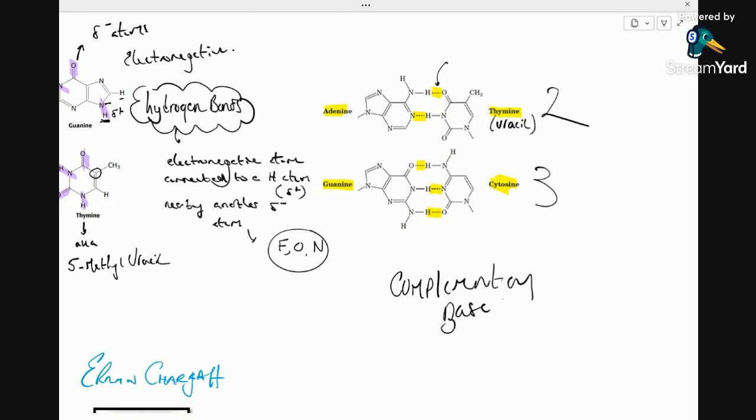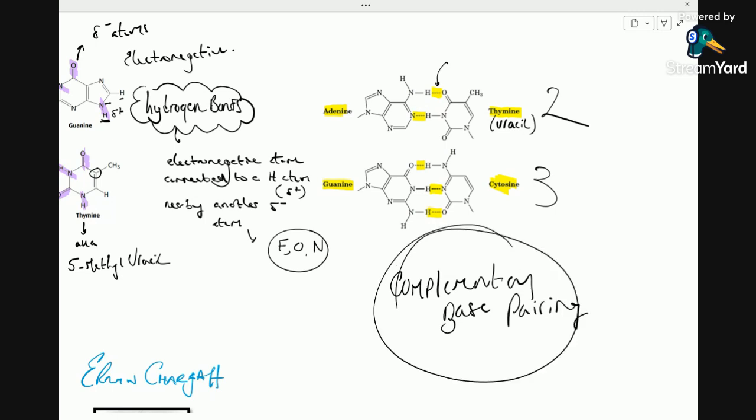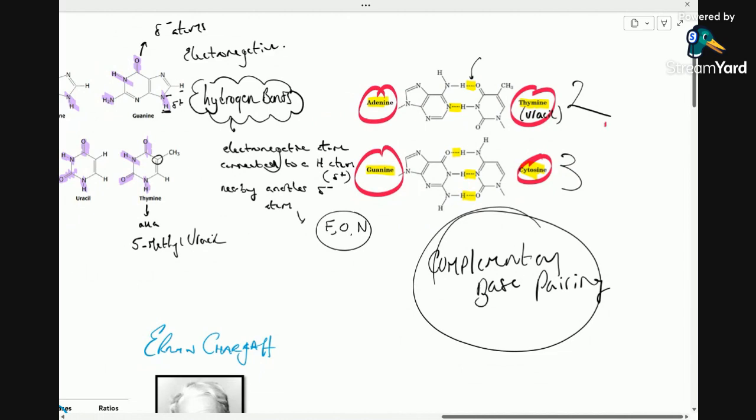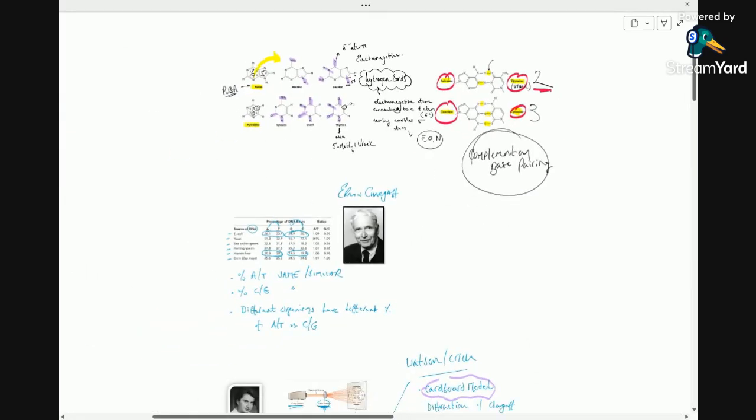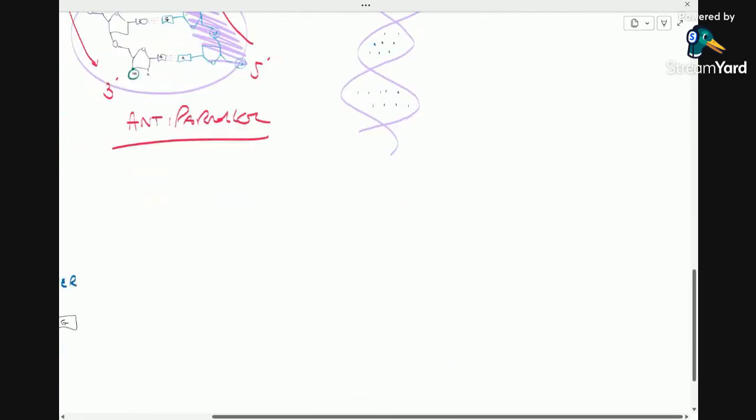Sorry, my pen's being a bit strange. Complementary base pairing, and when you say that word, which you all please do, you nearly always get a mark for saying that A goes with T, G goes with C. 2 hydrogen bonds for A and T, and 3 hydrogen bonds for G and C. Worth bearing in mind.